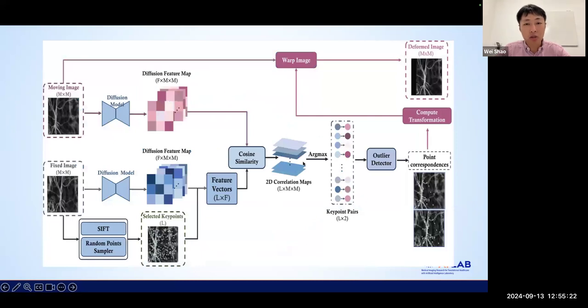This figure shows the architecture of our model. We first take the images and apply latent diffusion models to extract features from them. Then, by computing cosine similarity correlation maps between those two images, we identify the point correspondences between them. We have designed two outlier detectors to remove outliers in the detected correspondences. Once we have those point correspondences, we estimate a geometric transformation to deform the moving image so that it aligns with our fixed image.